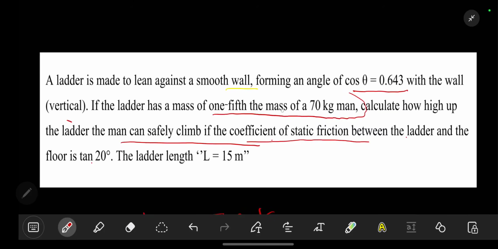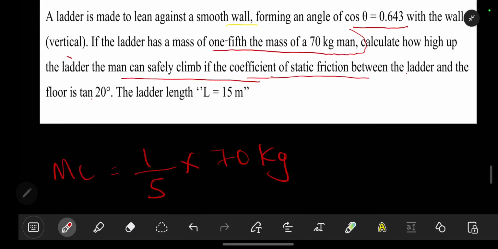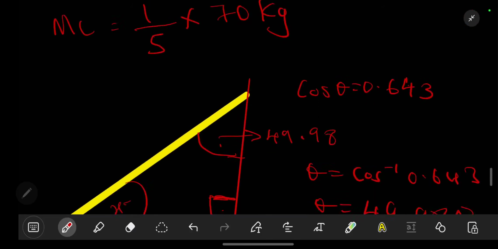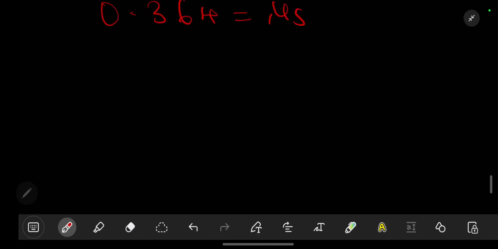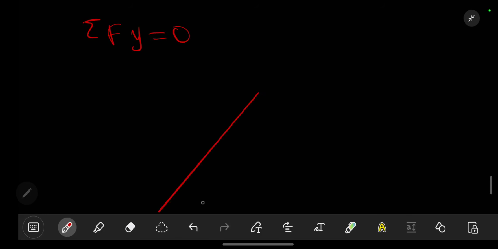The ladder leans against the wall. Have we been told anything about how high up? If we haven't been told anything about whether it's concentrated at the center or not, we are going to assume that the ladder is uniform, meaning to say its mass is concentrated at the center. So with that said, let's deal with the summation of forces in the y direction is equal to 0. So remember, we have the ladder there, so we have the weight of the ladder at the center and the weight of the man there.